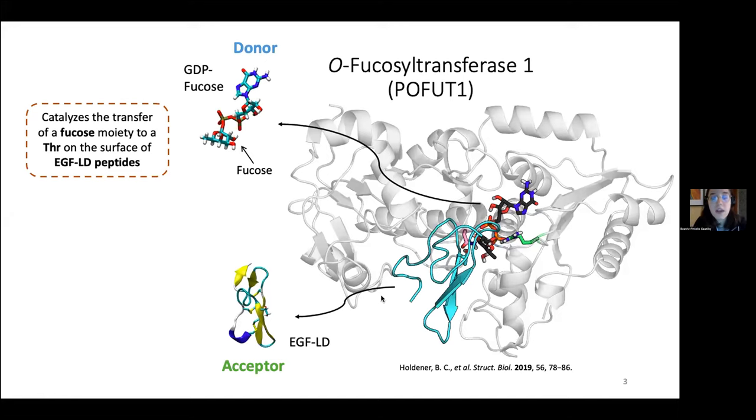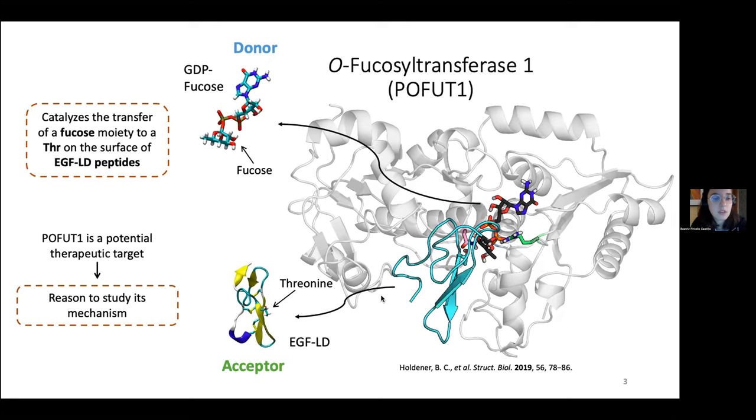And so the biological importance of POFUT1 comes from the fact that it has been linked to several diseases, such as Dowling-Degos disease and some types of cancer. And so POFUT1 is a potential therapeutic target, which is the reason to study its mechanism.